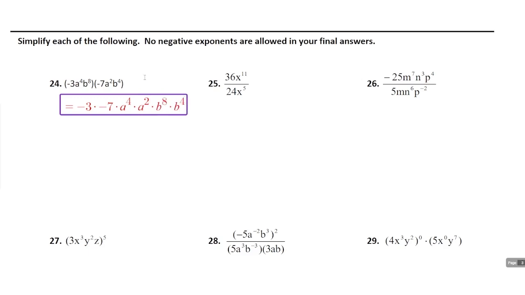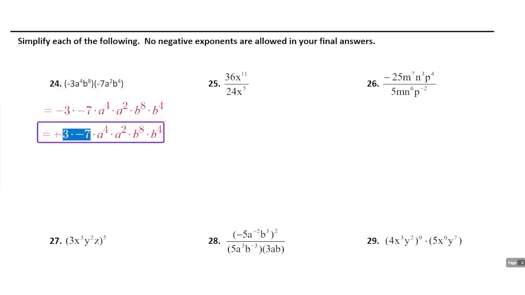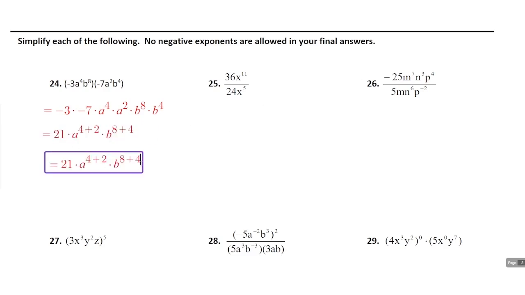Now I'm going to use the property, so I'm not going to completely expand this. I won't write this as like a times a times a times a. I'm just going to use the exponent properties to combine these. So negative 3 times negative 7 is going to be positive 21. And then when we multiply two powers with the same base, we add the exponents. Now we can go ahead and just add those exponents. So you get 21 times a to the 6th times b to the 12th.